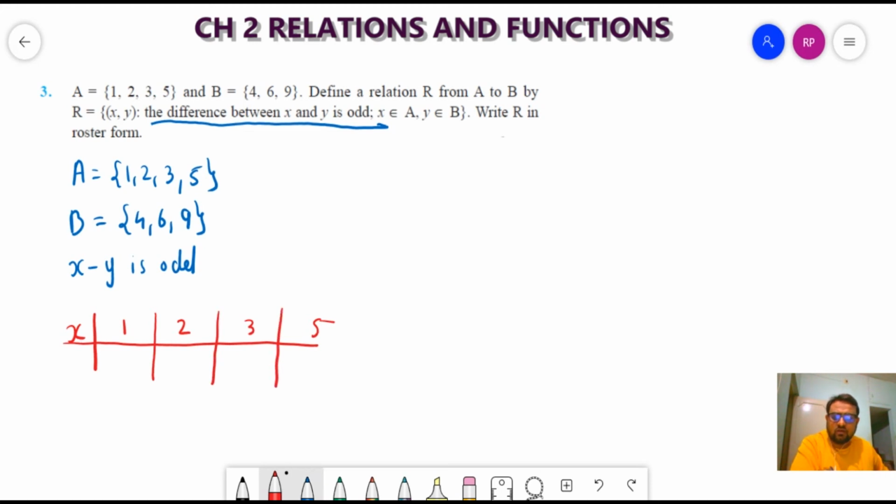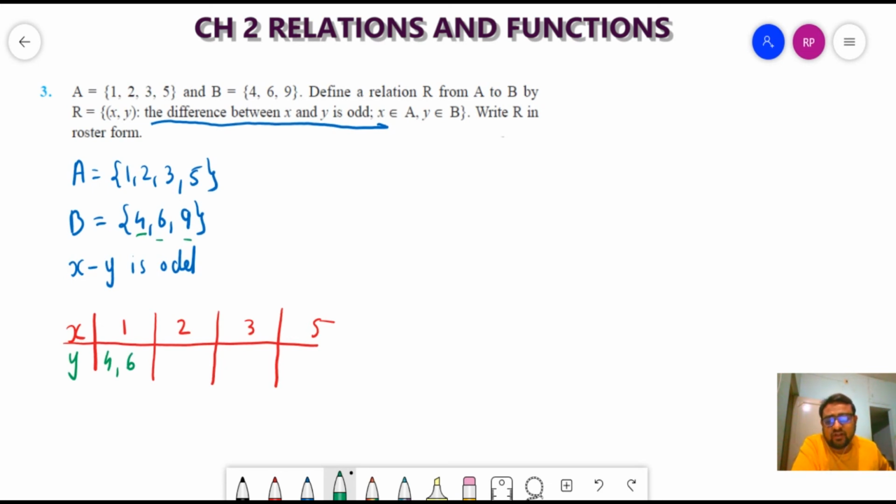Okay, and which values can I take of Y? Clear? So now it's 1. We know that the difference of two odd numbers will always be even. So here Y will be only even. So I have three options: 4, 6 and 9. From that, which are even? 4 and 6. Now here it is 2.